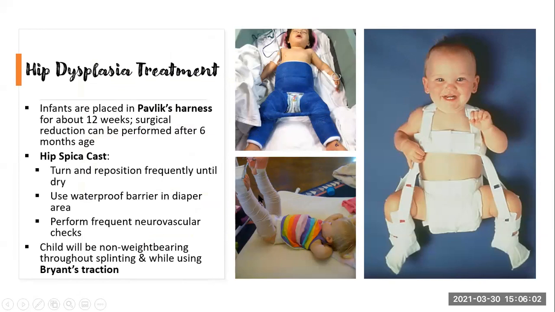They may be in traction, okay, pulling the legs up. So they're going to need to be turned and repositioned. Again, keep this area clean and dry. This is called Bryant's traction when they're pulling the legs up. Remember, this is skin traction. There's no walking or anything in a spica cast or with this kind of traction. For the small infants, they also have this harness to hold the hip in alignment.